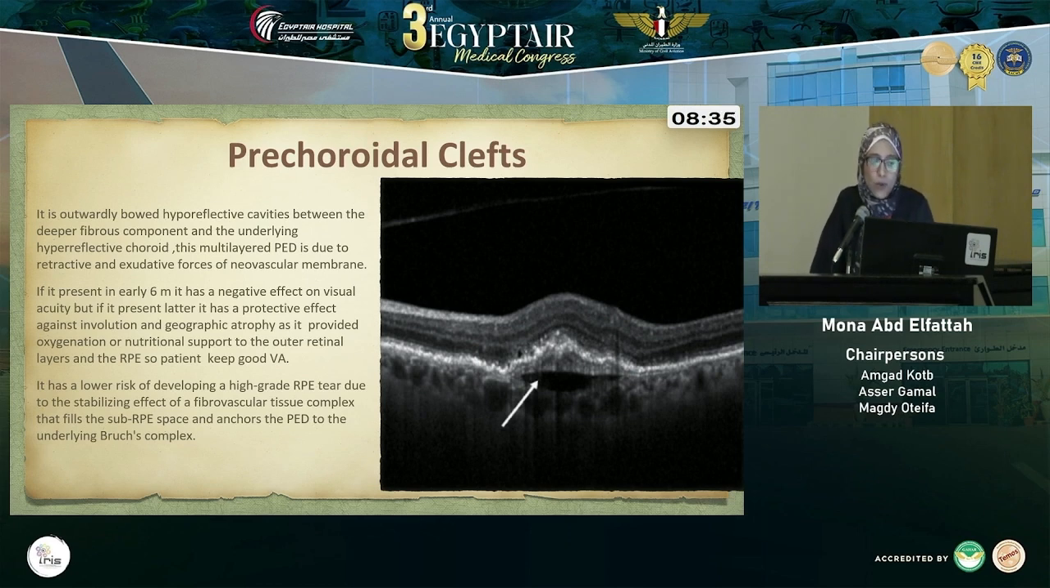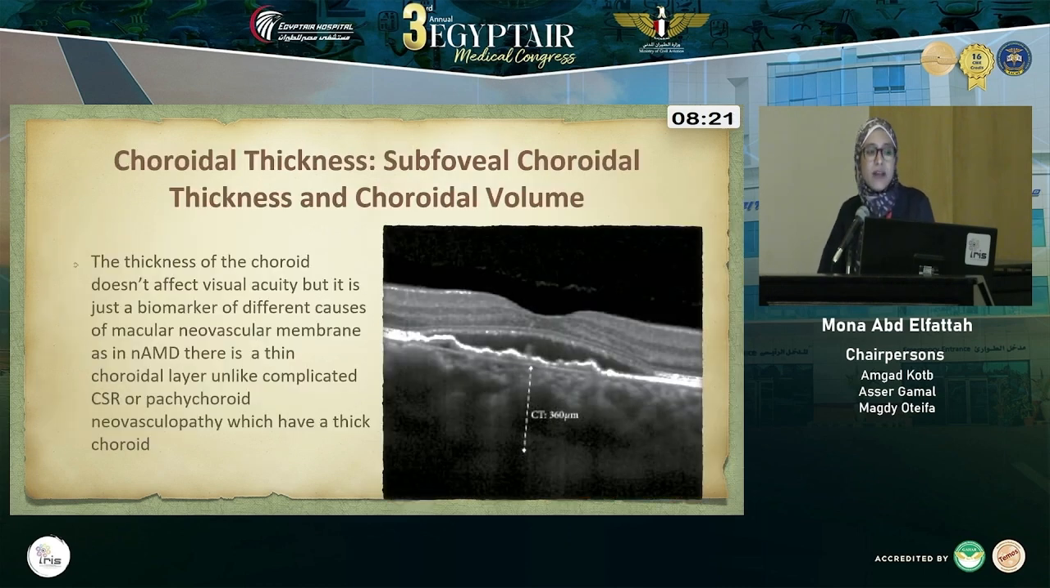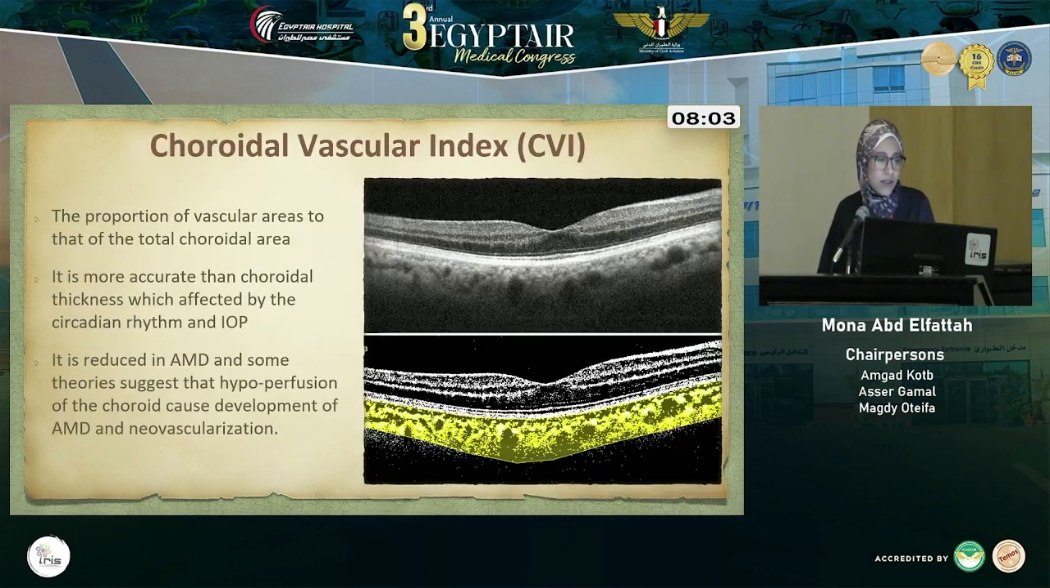It has a lower risk of developing high-grade RPE tear due to the stabilizing effect of the fibrovascular tissue complex that fills the sub-RPE space and anchors the pigment epithelial detachment to the underlying cross-membrane. Choroidal thickness. The thickness of the choroid doesn't affect visual acuity, but it is just a biomarker of different causes of macular neovascular membrane. As in neovascular AMD, there is a thin choroidal layer, unlike complicated CSR or pachychoroid neovasculopathy, which has a thick choroid.